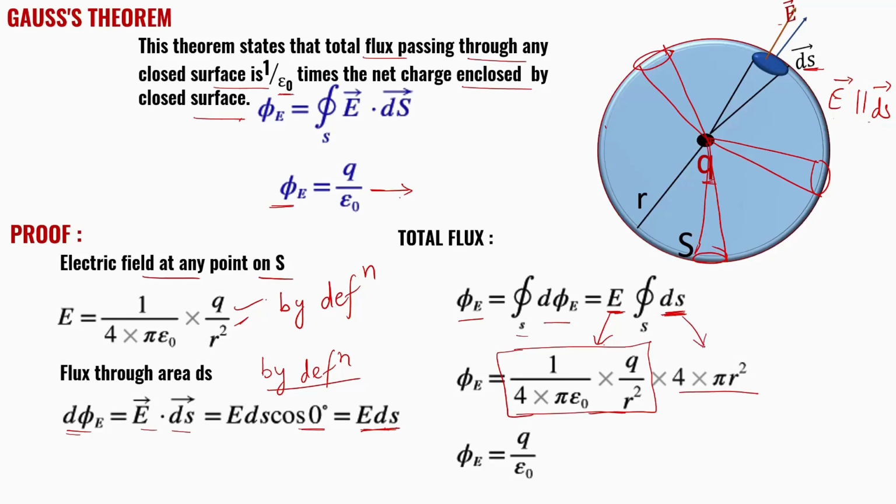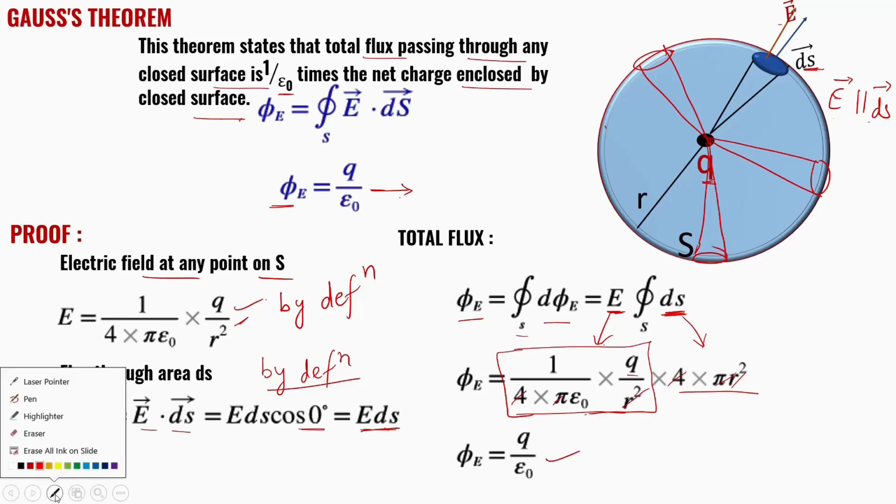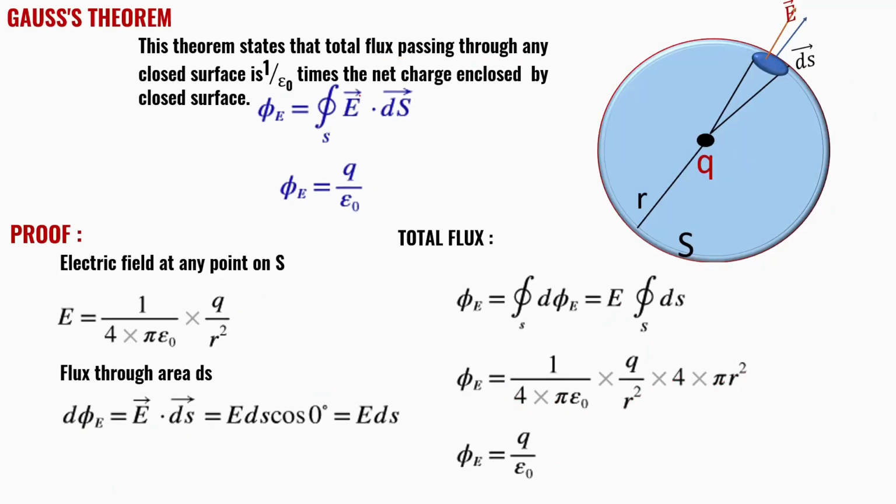This portion we are getting by the integration, and on solving, certain terms cancel each other and we are left with only q by epsilon naught. That is how we prove the Gauss theorem. The flux passing through any closed surface is 1 upon epsilon naught times the net charge enclosed by the closed surface. Here I have given all the necessary steps, in which 3 to 4 steps you can prove this theorem in a nice way and present your answer.